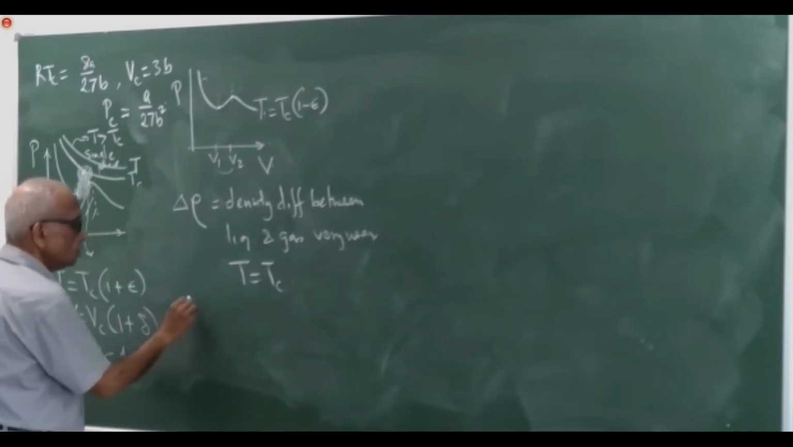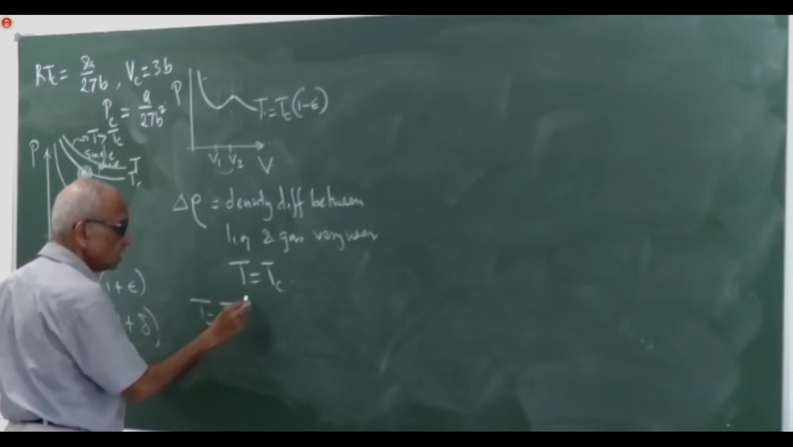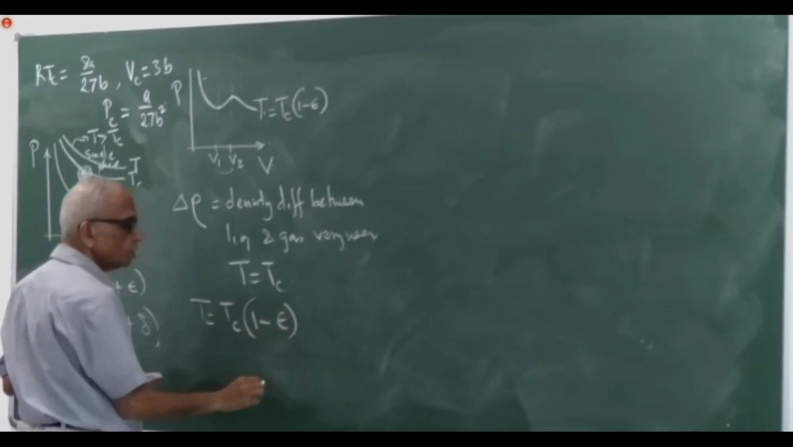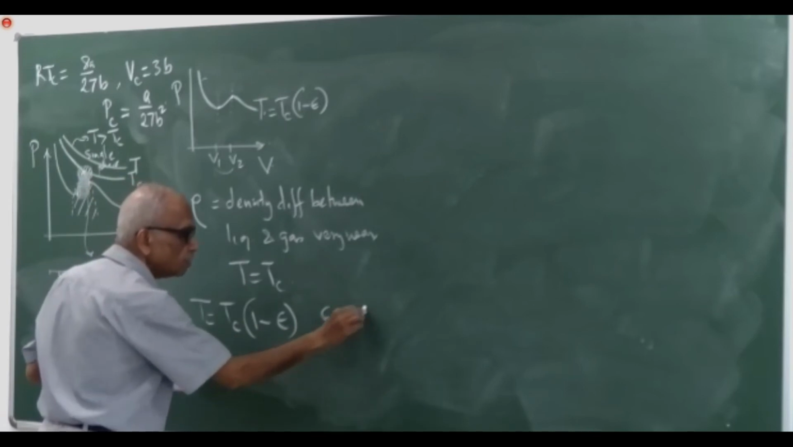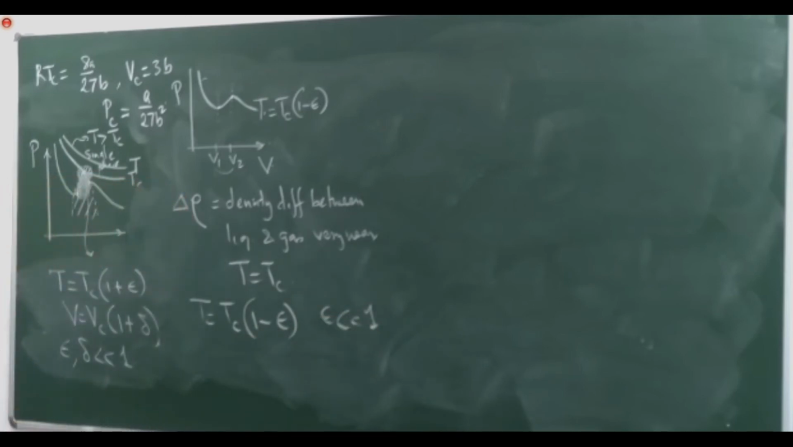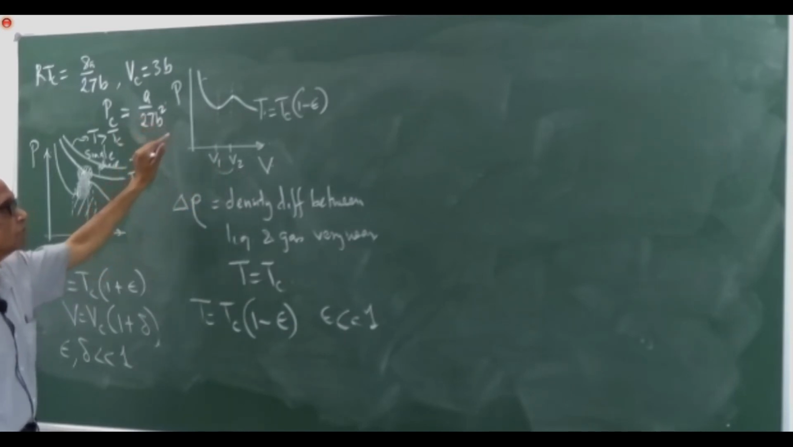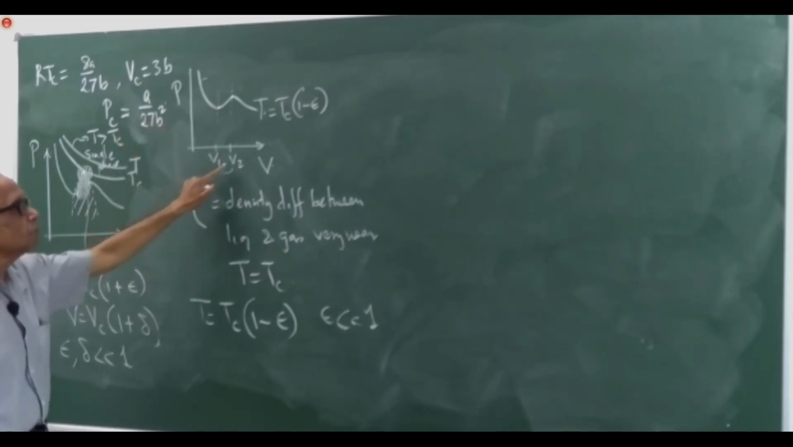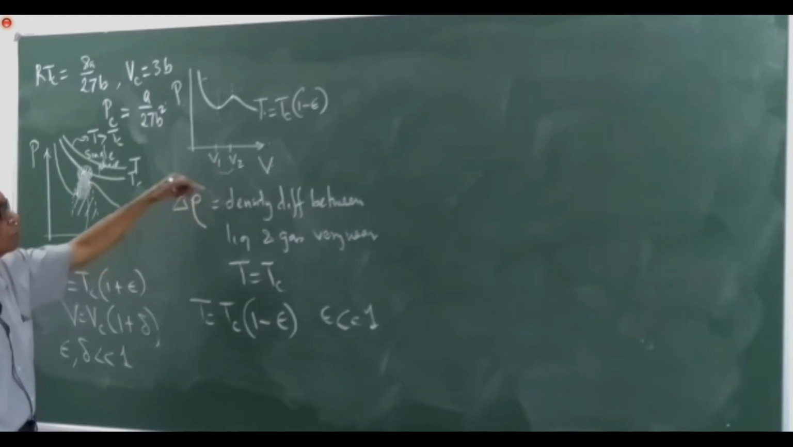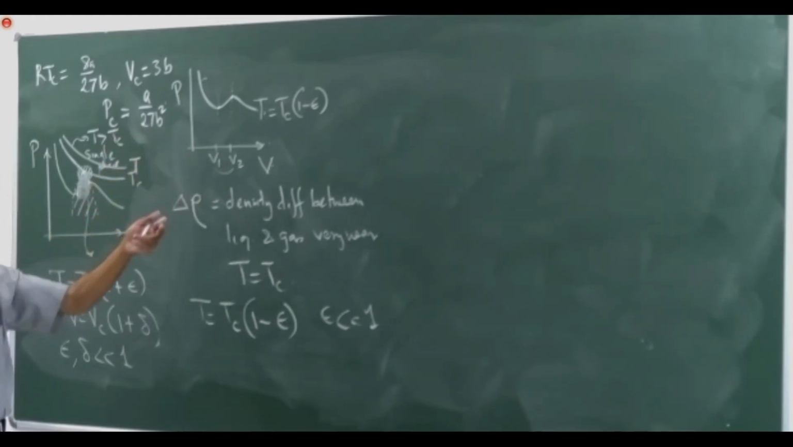So T is going to be set at Tc times 1 minus epsilon, epsilon much smaller than 1. So I'm going to look at delta rho, which will come out as delta V actually. I'm going to take a fixed mass of gas and I'm going to calculate V1 and V2. So delta rho would emerge as V1 minus V2 divided by V squared.